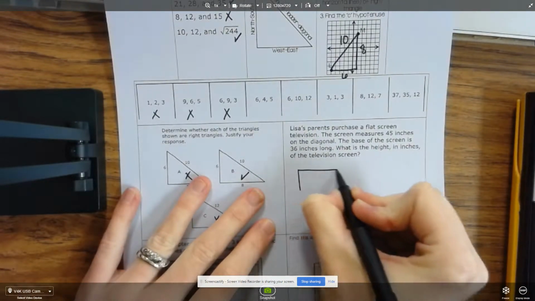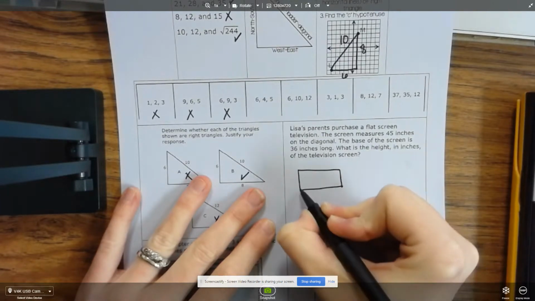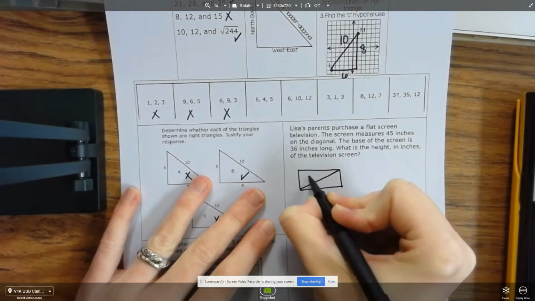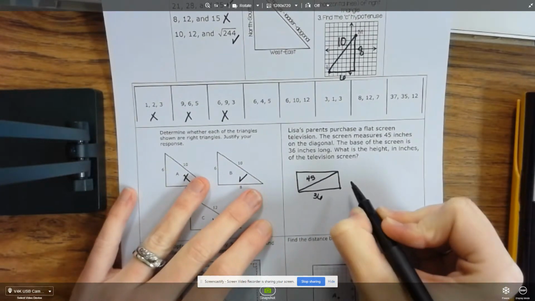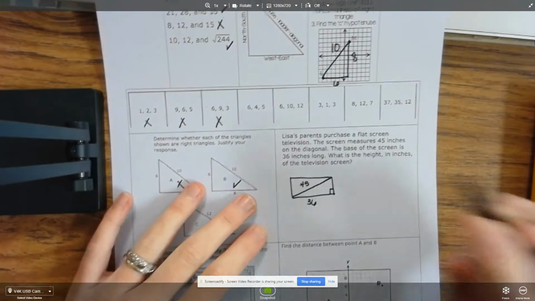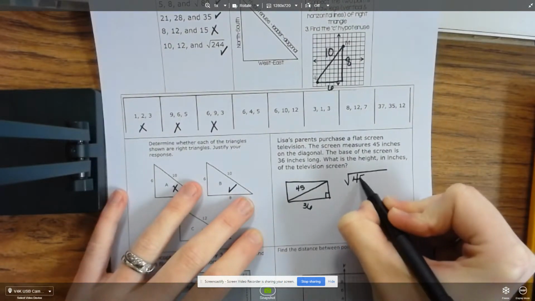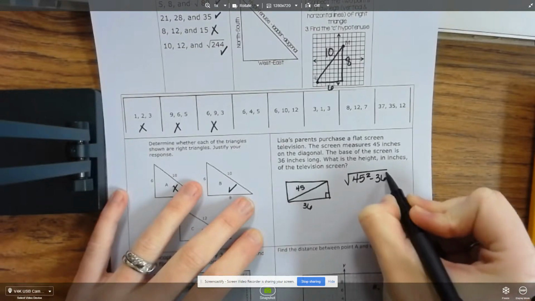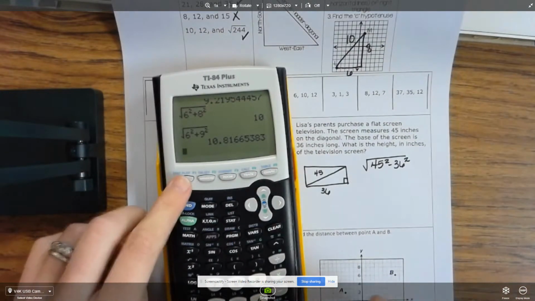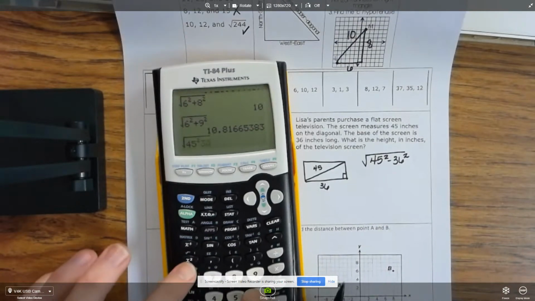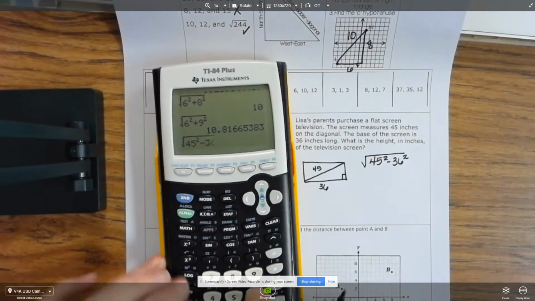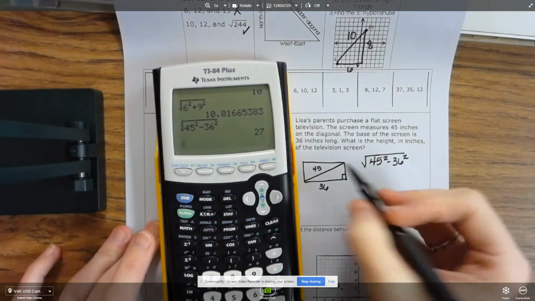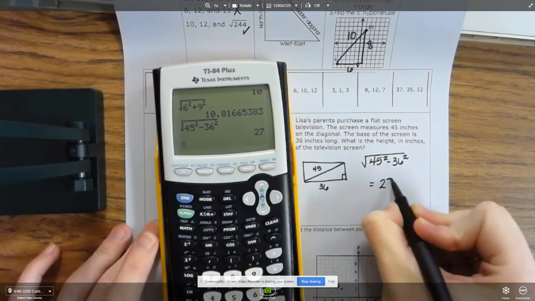So with these word problems, it's good to draw a picture. So it tells me that the diagonal, so that's across here, is 45 inches. And then it says the base of the screen is 36. So you can see when I drew that diagonal in that I made a right triangle. So I can use Pythagorean theorem since I have the hypotenuse and a leg to find my missing measurement. So my missing measurement would be 27 inches.